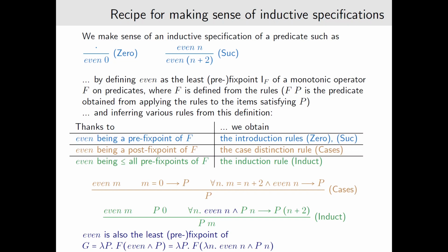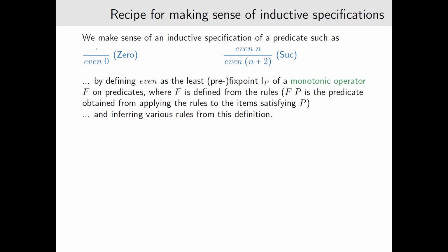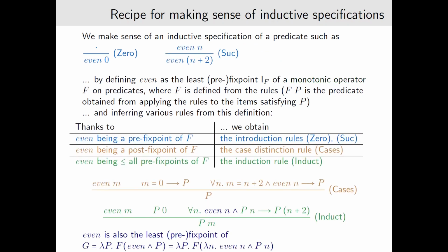So this allows us to do a stronger induction. The justification is that we have the smallest prefix point of the intersection, in two steps. First, we define even as the smallest prefix point, and then we take the smallest prefix point of the operator that takes a predicate and applies the operator to even and the predicate. This is how we get this slightly stronger, surprisingly more useful rule. This is what most proof assistants actually add as a bonus from an inductive definition.